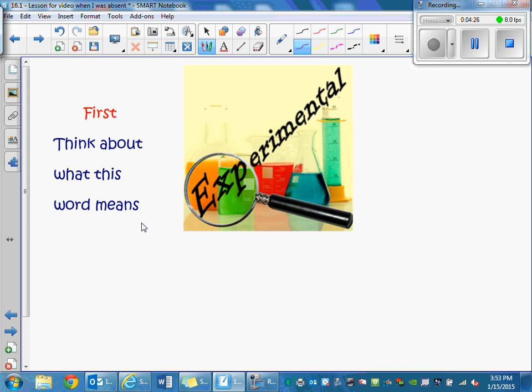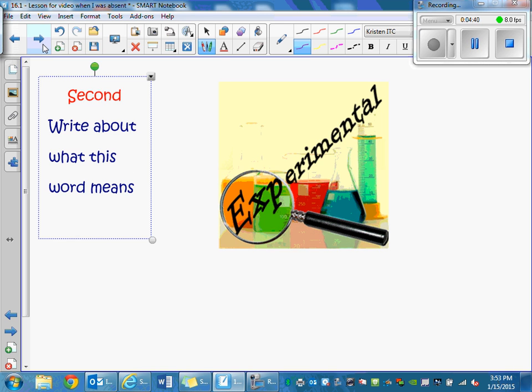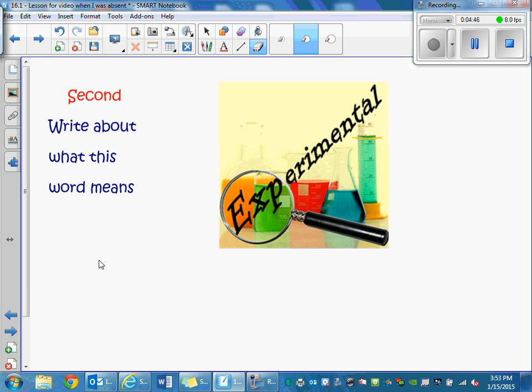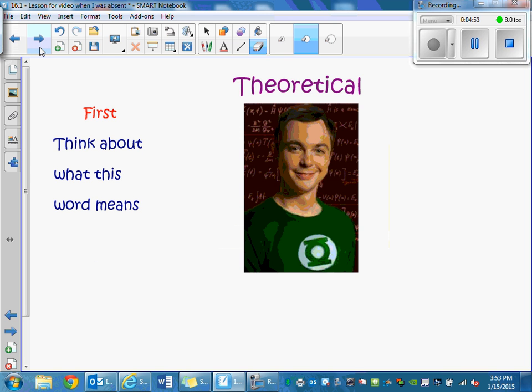So let's talk about 2 different types of probability. But first I want you to go through some steps here to see if you can figure out what this means on your own. So first, I just want you to think about the word experimental and what it means to you. And then I would like for you to write about what that word means for you. Just get some practice writing your own definitions here. So you can pause while you're writing and then move on.